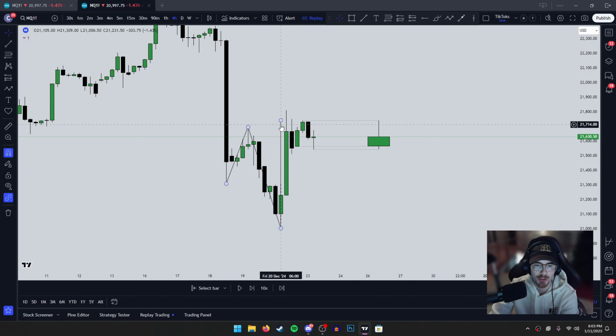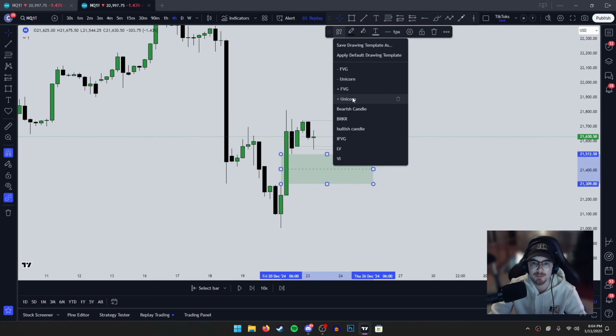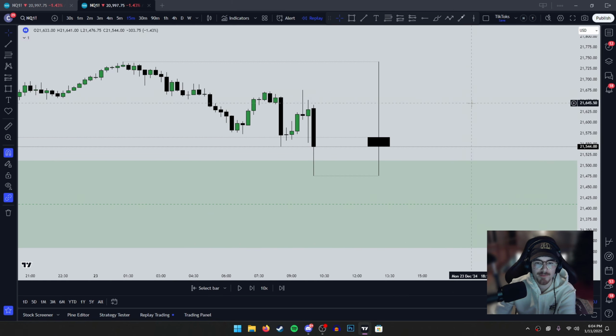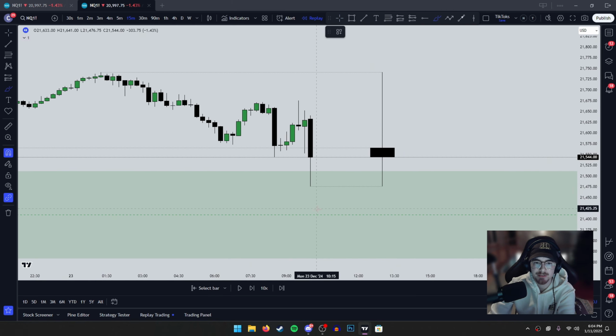This is on the 4-hour chart. And with that, we created a bullish fair value gap. Now, this is also a bullish unicorn setup as well, because we have a breaker with a fair value gap. Down here on the 15-minute, as you can see, we do end up tagging this 4-hour gap.